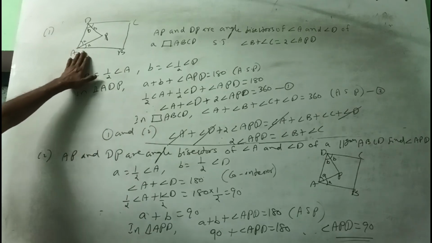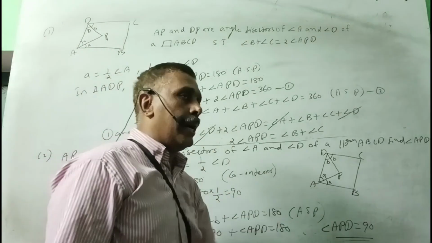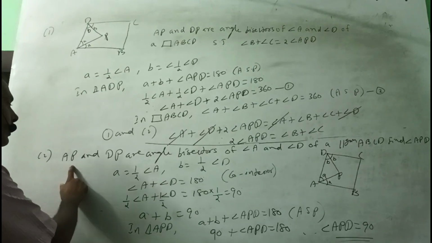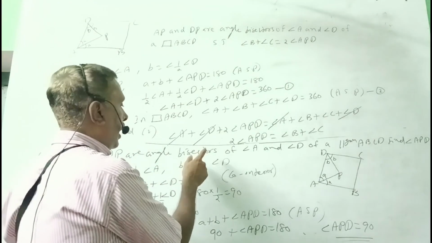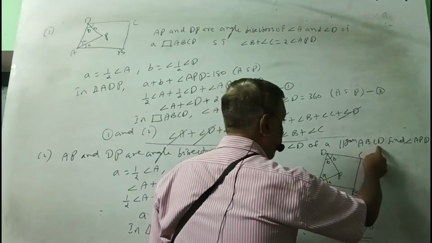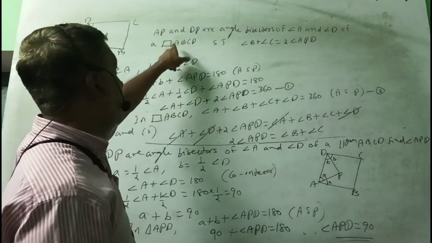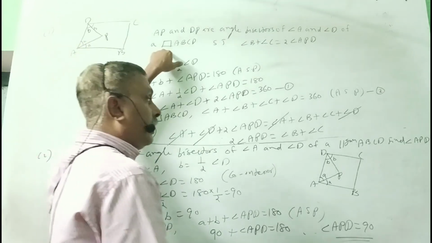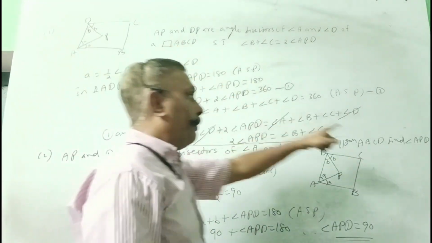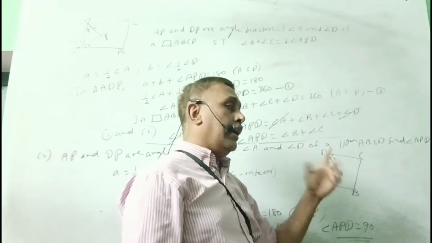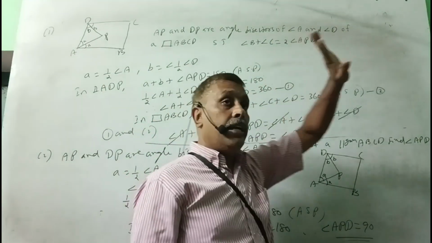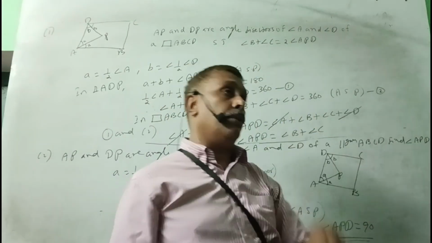Now, if the same quadrilateral is given as a parallelogram, then how much change will come? Let's see. Here is the next question. AP and DP are angle bisectors of angle A and angle D of a parallelogram ABCD. In the previous case, only quadrilateral ABCD was given. This time it is given as parallelogram ABCD. Then find angle APD. In the previous case you cannot say what the answer is, you can say only the relation, but here you can find the answer.